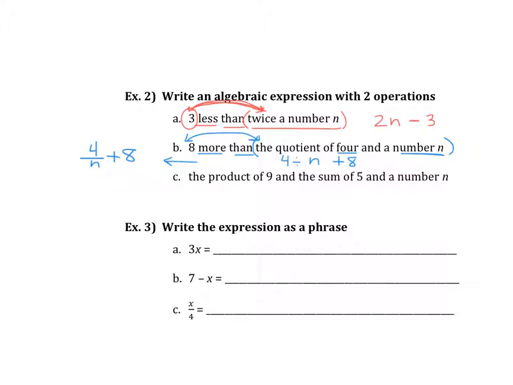Okay, then letter C. It says the product of 9 and the sum of 5 and a number. This one's a little bit tricky because we're talking about a product and we're talking about a sum. What is a sum? Addition. And what's a product? Multiplication. Okay, so if we're saying the product of 9 and the sum of 5 and a number n, try and write down what you think that should be for me. The product of 9 and the sum of 5 and a number n.